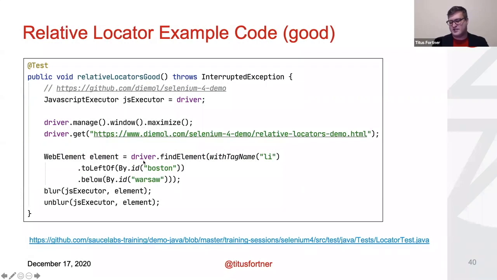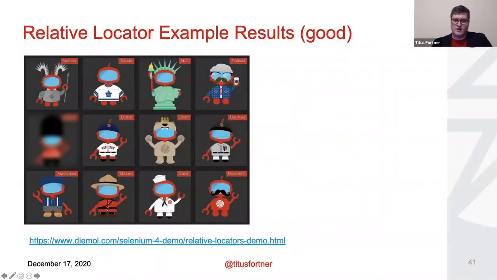And so this is pretty straightforward. Find an element to the left of Boston, below Warsaw, and then blur it and unblur it. So it does work, but obviously discrete images are a lot easier to deal with than a div that's got some calculations that need to be made.